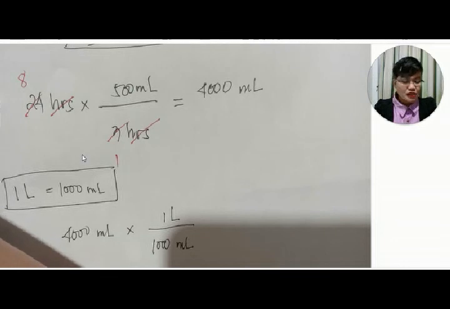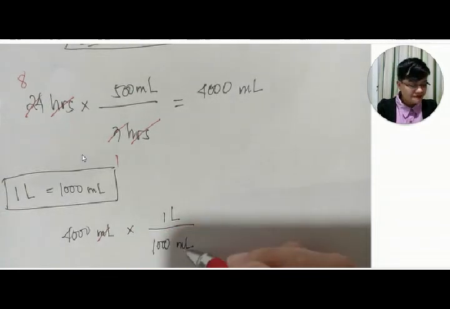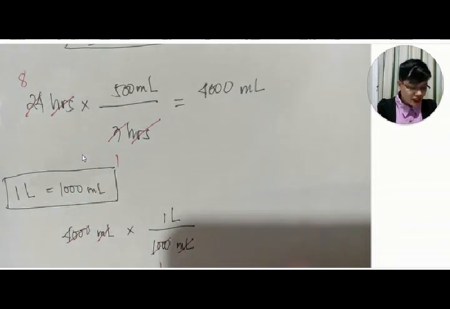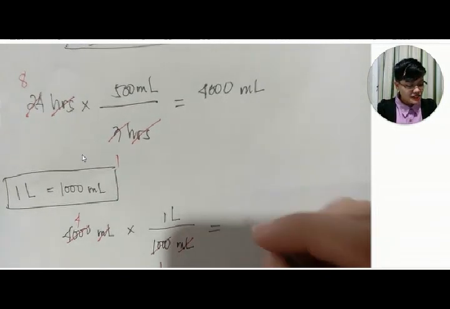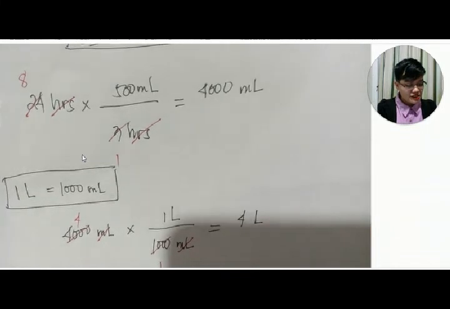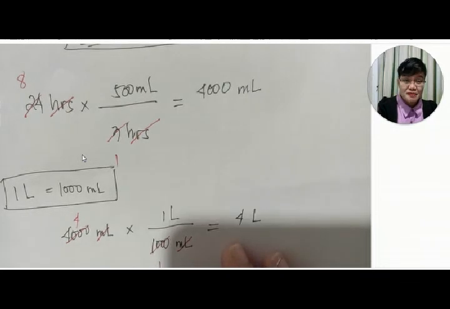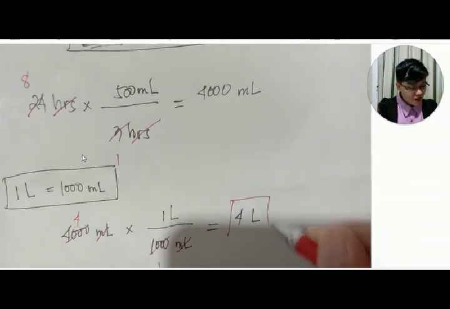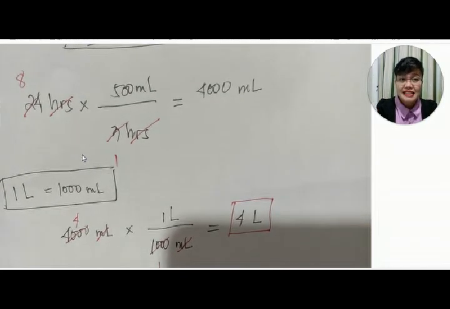So we can cancel ml now, and we can actually cancel these numbers, right? 1000 divided by 1000 is 1. 4000 divided by 1000 is 4. Very good. And that will give us 4 times 1 is 4 liters. We have denominator 1, so we don't need to write that as our denominator because it's already implied in whole numbers. So finally, we have 4 liters daily.